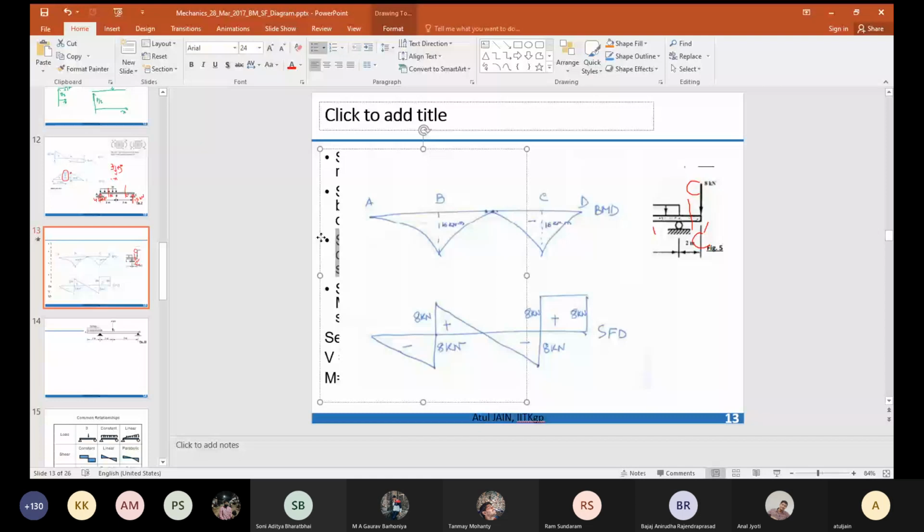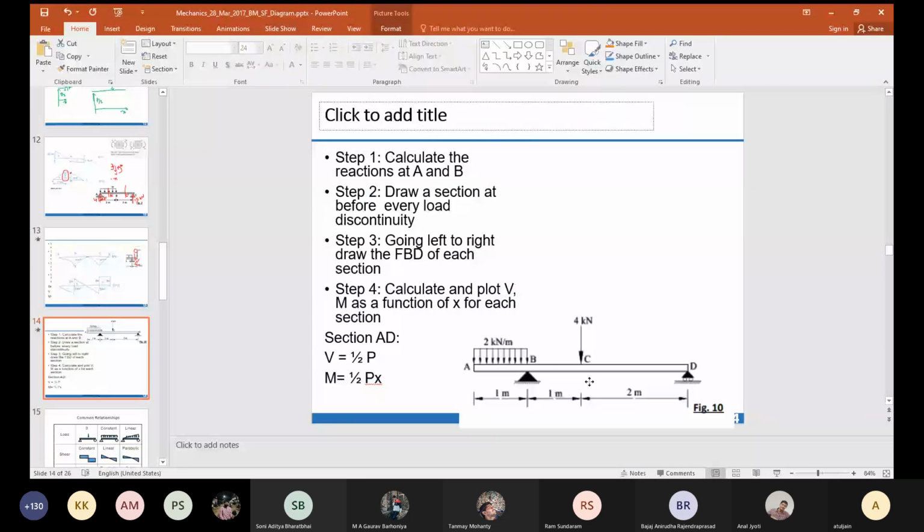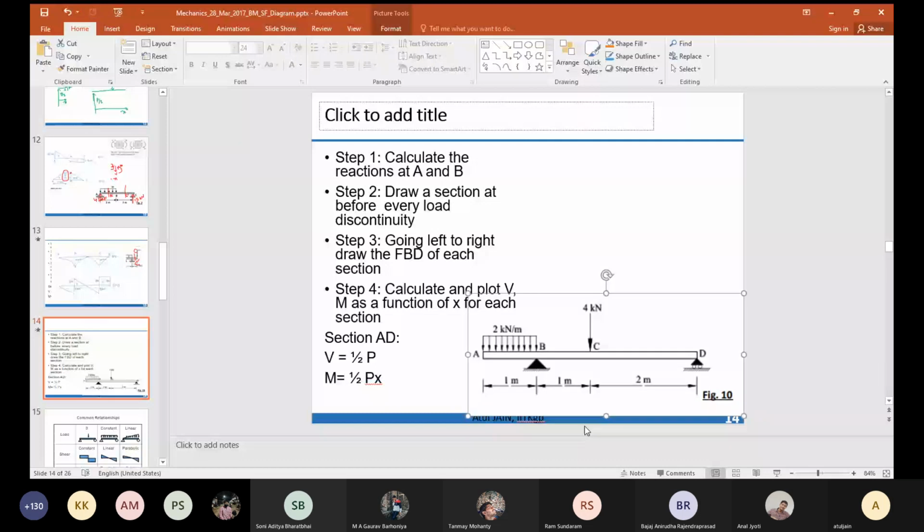Once again, let's repeat everything. What are the reactions at B and D? Sir, at B the reaction will be 5 kilonewton and at D it will be 1. 5, 1, is it? Yes, sir. Next, where will we make the sections?